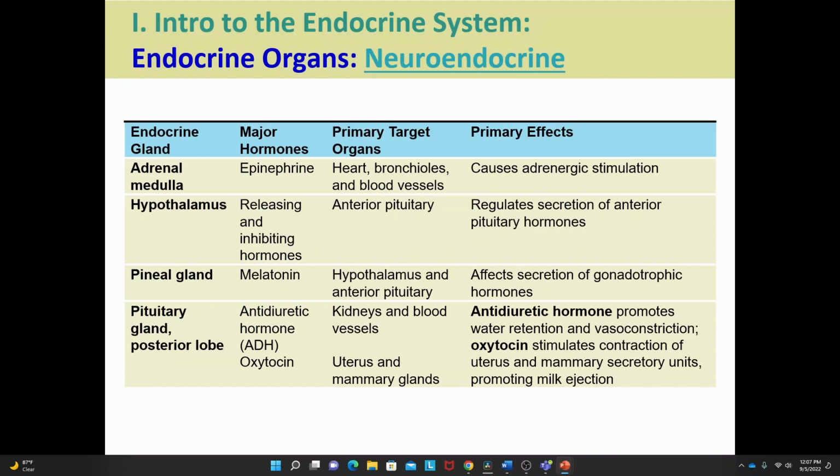And then these are the neuroendocrine, again connecting the nervous and endocrine systems together: the adrenal medulla, hypothalamus, pineal gland, and then the posterior pituitary.